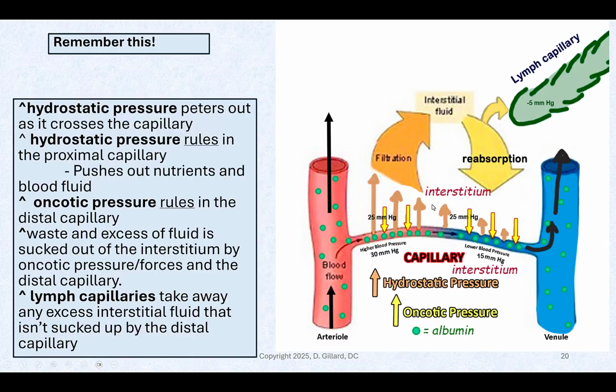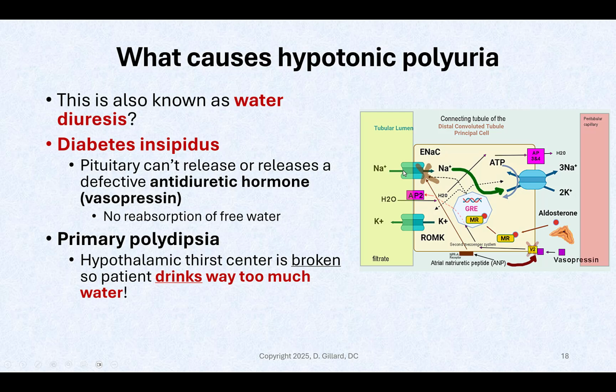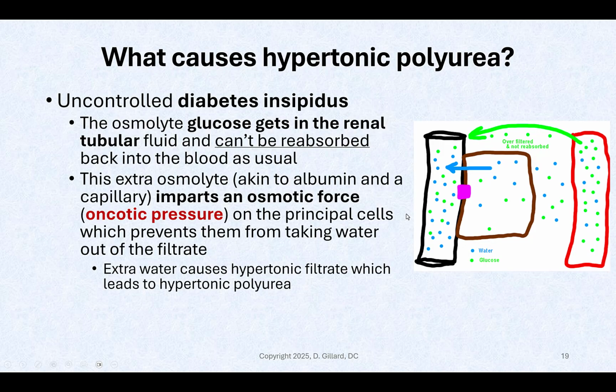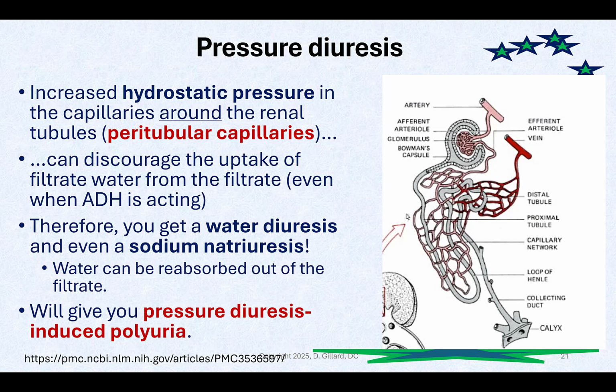The sodium has trouble going against a pressure gradient, because the sodium normally would get sucked in at the distal capillary, but now there's no sucking force. So the sodium is blocked and the water is blocked in a pressure diuresis. See how that works? Therefore you get a water diuresis and a sodium diuresis. And the water cannot be reabsorbed out of the filtrate.